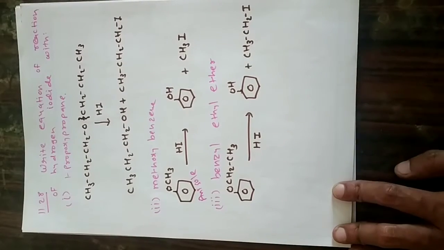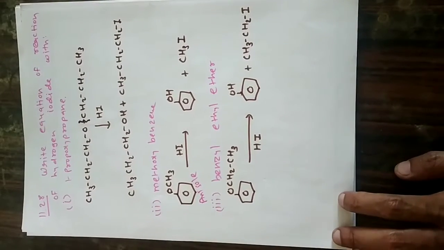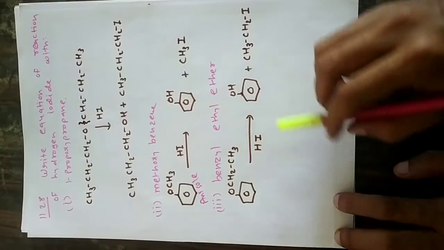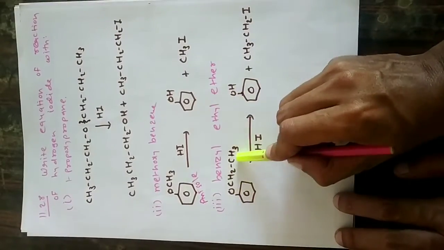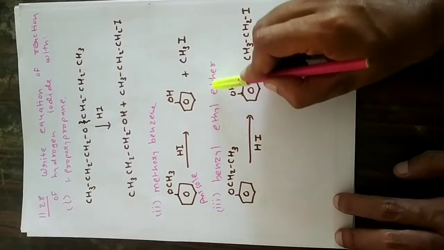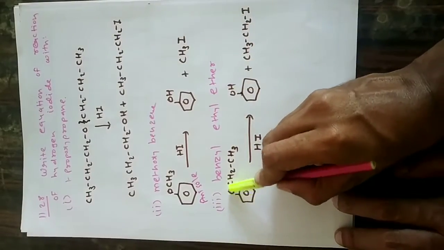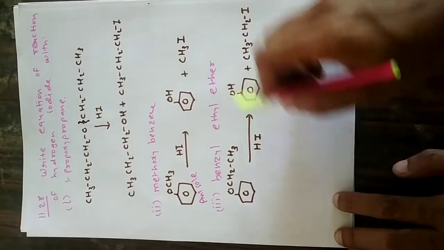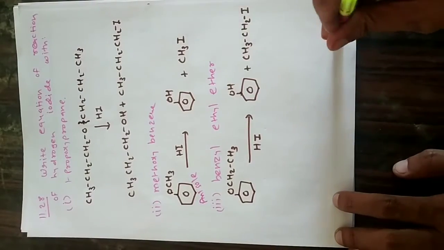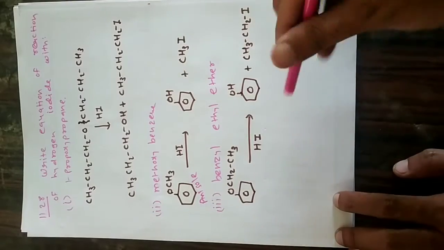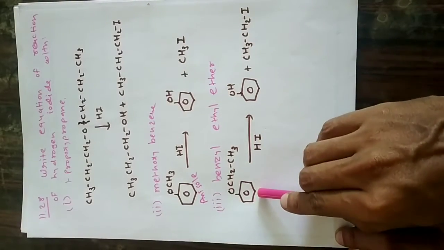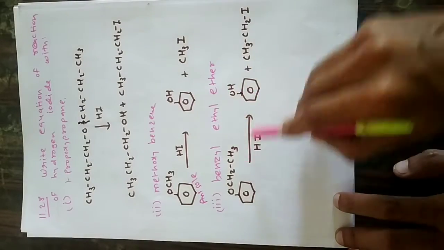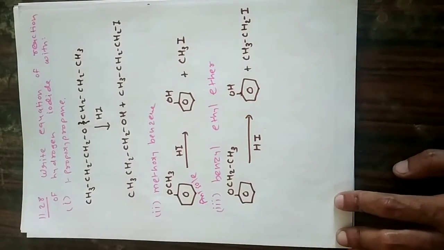The same reaction is there in the third one, benzyl ethyl ether. Now benzyl means this benzene structure. Ethyl means C2H5, CH2CH3. Between them the ether group is there, meaning oxygen. Now when it reacts with hydrogen iodide, you have to follow the same rule again. Oxygen remains with the benzene ring here, so you will get phenol and ethyl iodide as products.